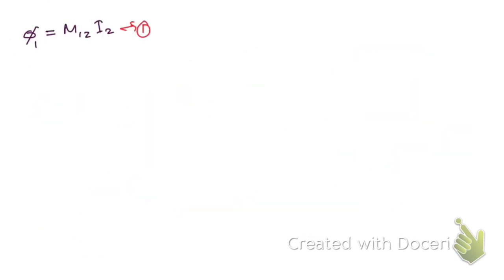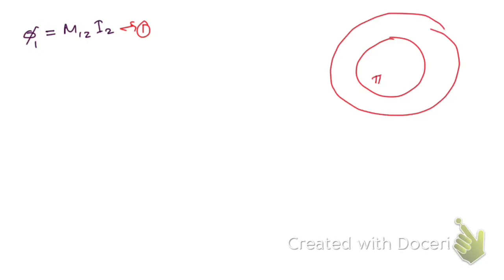Now you see, phi 1 2 is the flux through coil 1, the inner coil, that is, the flux through the area bounded by the inner coil due to the magnetic field produced by this outer coil.